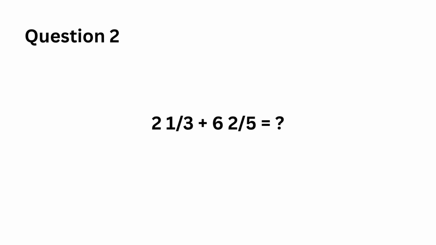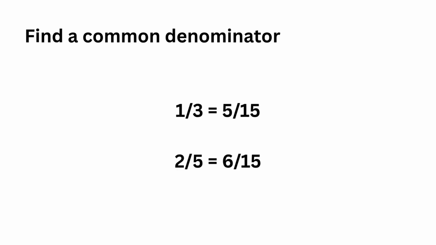So our second example for today is 2 and 1/3 plus 6 and 2/5, or 2 whole number 1 over 3 plus 6 whole number 2 over 5. So here we can see that they have different denominators. So the first thing to do is to find a common denominator for 1/3 and 2/5. So we find a common denominator by using the least common multiple. Look for the least common multiple between 3 and 5. And the least common multiple, that's the LCM, is 15.